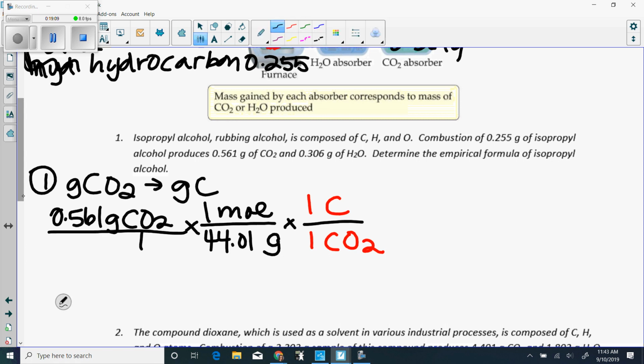So now I'm at moles of carbon, but I'm trying to get to grams of carbon. Each mole weighs 12.01 grams. So what I did is I said, okay, I have this much carbon dioxide. How much of that just is the carbon? Okay, go ahead and push your buttons. See if you can get an answer.